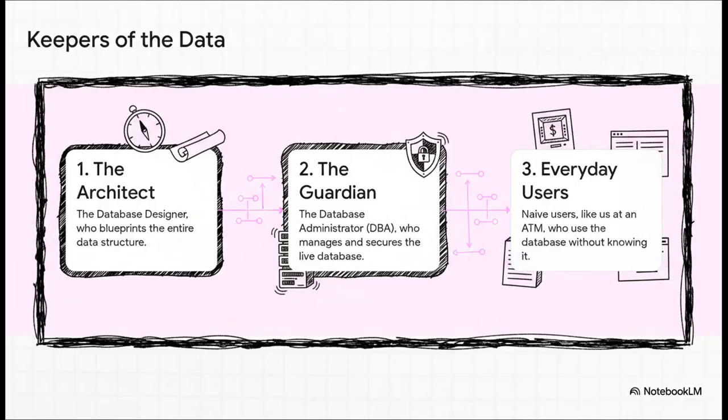And this whole system isn't just code, it's run by people. You've got the architect, the database designer who draws up the blueprints for the whole thing. Then you have the guardian, the database administrator, or DBA, who is on duty 24/7, making sure it all runs smoothly and stays secure. And then there's us. Yep, we have a name in the industry, naive users. And it's a good thing. It just means we get to use all the cool stuff like an ATM without needing to know any of the incredibly complex magic that's happening behind the scenes.